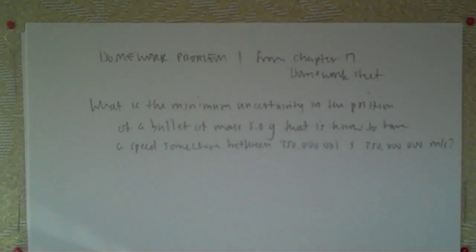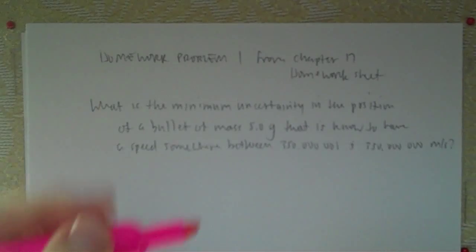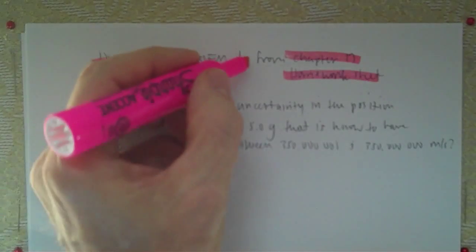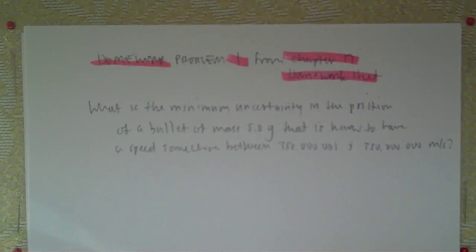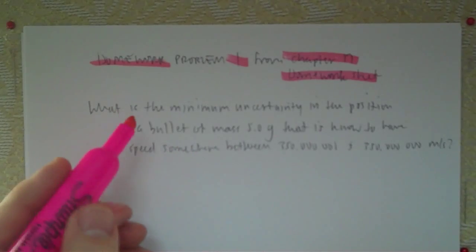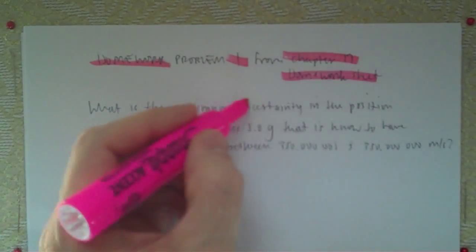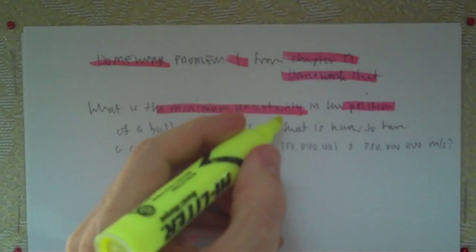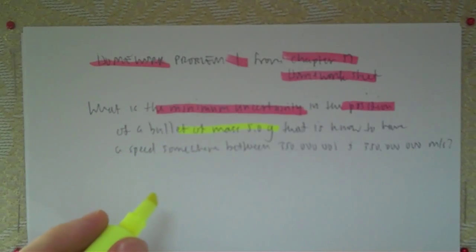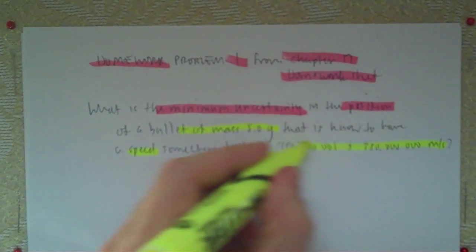All right, so the question is from the homework problem set, homework problem number 1 from the chapter. I think this is the exact one she asked. The question is, what is the minimum uncertainty in the position of a bullet? A bullet with a mass of 5.0 grams, and a speed somewhere between these velocities here.